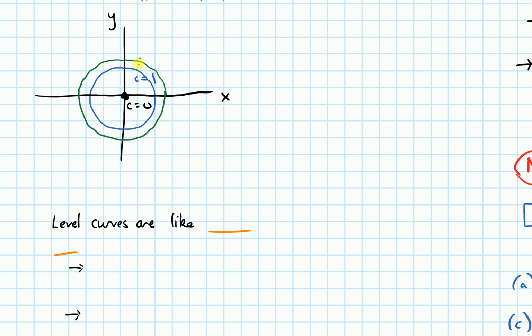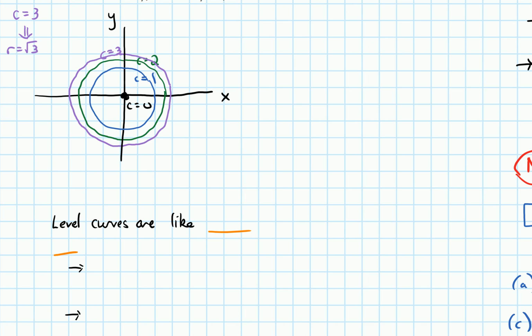Okay, so let's say that is when c equals 2. The radius of the circle is square root of 2. And even though the question didn't ask for it, I'm going to draw one more level curve. When c equals 3, it turns out the radius of this circle is going to be square root of 3. So it's going to be slightly larger than the previous one. Not a perfect circle, but something like this. So we got c equals 3.